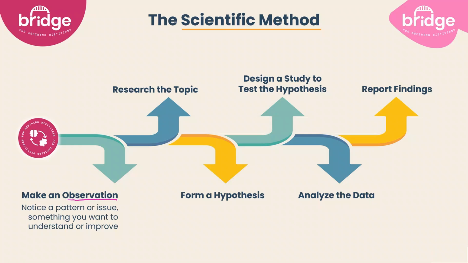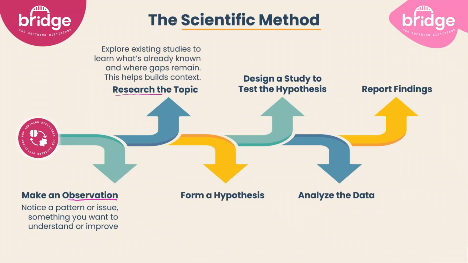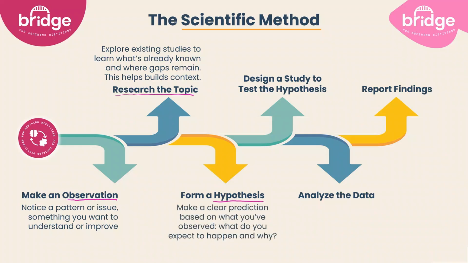Maybe we notice a rise in childhood obesity or a change in food patterns. From there, we research the topic. We want to know what other researchers have already published on this same topic to help us build context and create our hypothesis. For example, if children eat more ultra-processed foods, then they will gain more weight. The hypothesis must be testable.